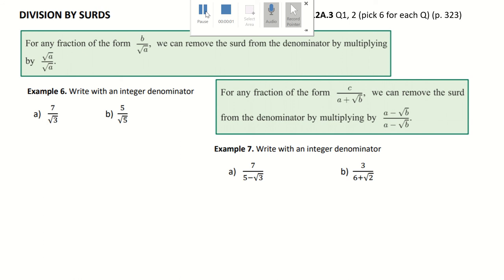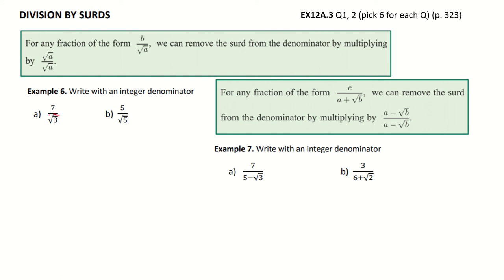So the last operation we need to be able to do with surds is actually division, and we don't really divide the same. If we have a fraction involving a surd on the denominator, we can remove the surd from the denominator by multiplying by the square root of a over the square root of a. You'll see in a minute that we have the square root of a times the square root of a on the bottom, and then the square root signs cancel out and we're just left with a.